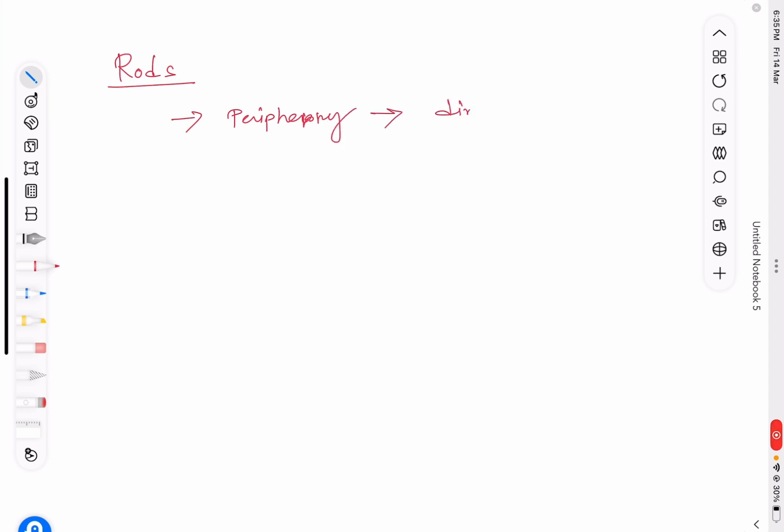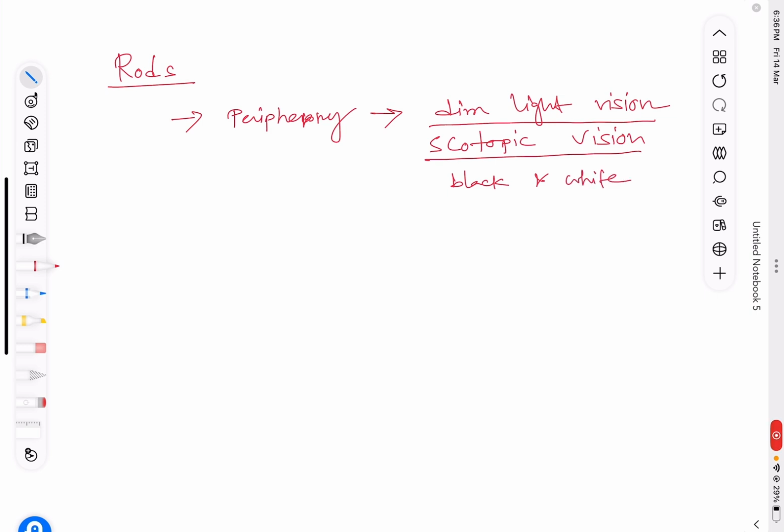Okay, so rods. About rods, what we know is that rods are mostly present in the periphery, and they are responsible for dim light vision, which is called scotopic vision. When we see in the dark, it is also called dim light vision, scotopic vision, black and white vision. All this is done by rods. The pigment present in these rod cells is known as rhodopsin.